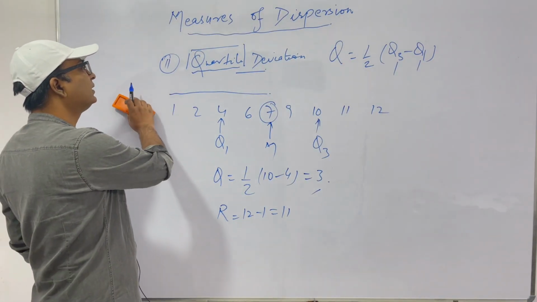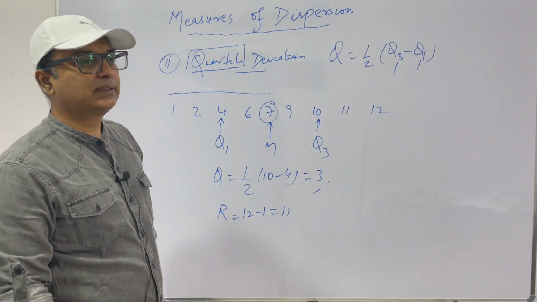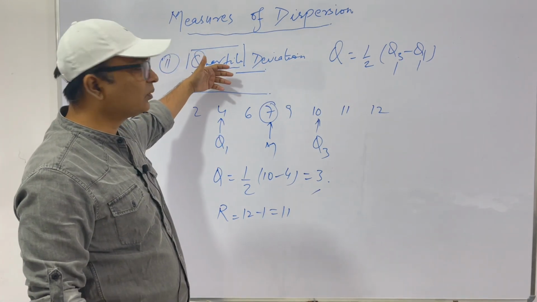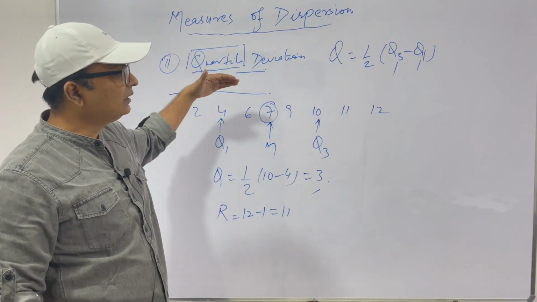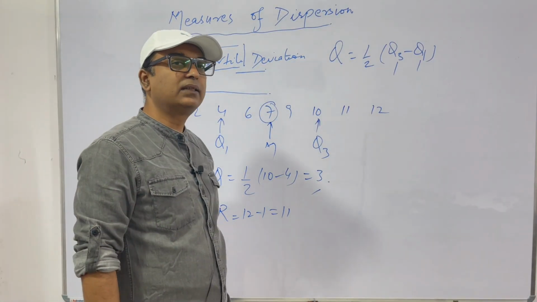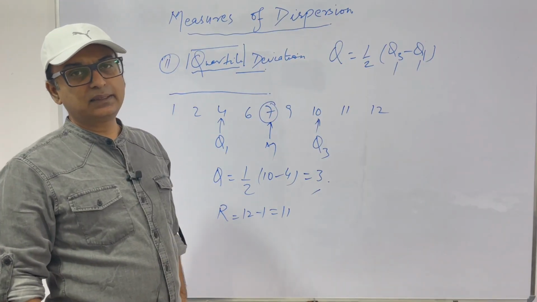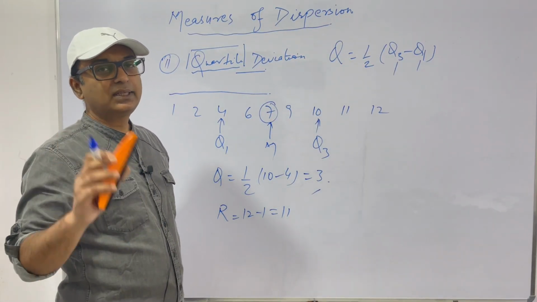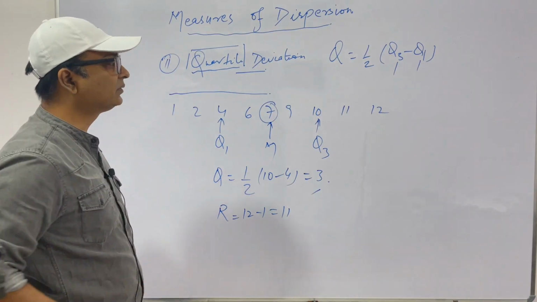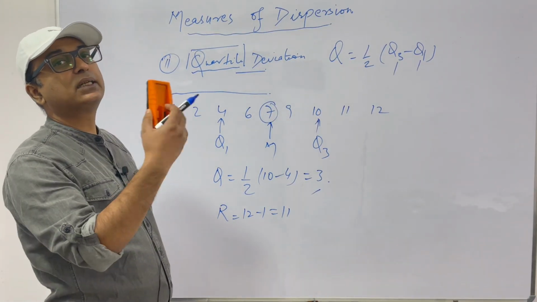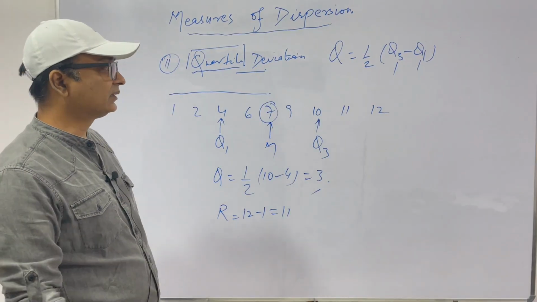These two methods, range and quartile deviation, are very simple methods, but they are not very reliable. Quartile deviation is somewhat better than range, but these measures are not for sophisticated mathematical analysis. When we do mathematical analysis, we actually use mean deviation and standard deviation. These are very crude, very simple methods, but we need to understand them so that we are able to understand mean deviation and standard deviation. Okay.